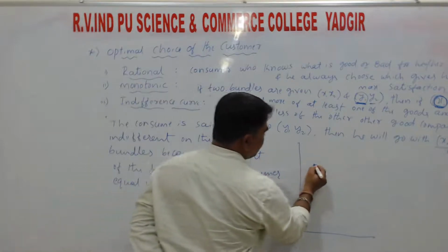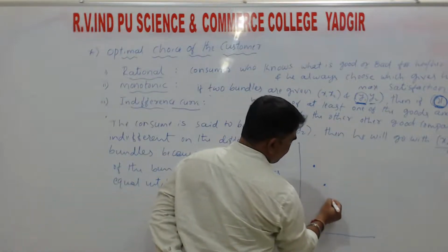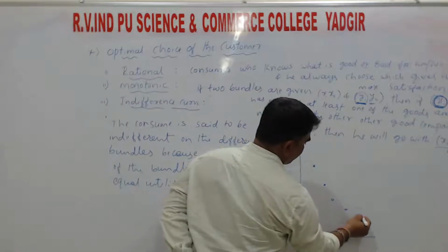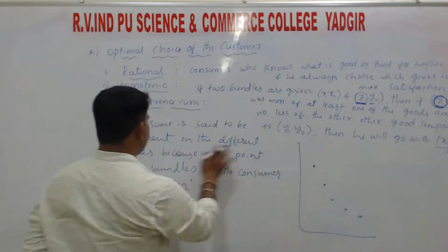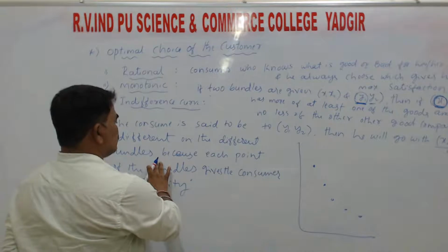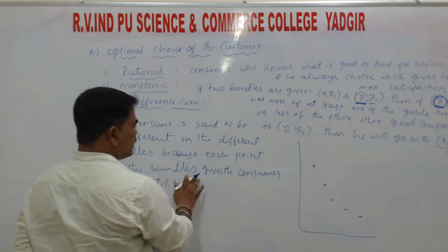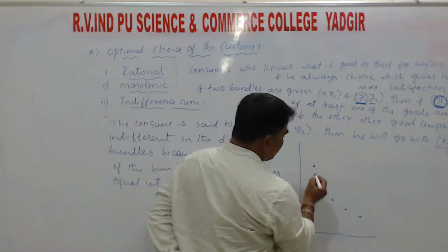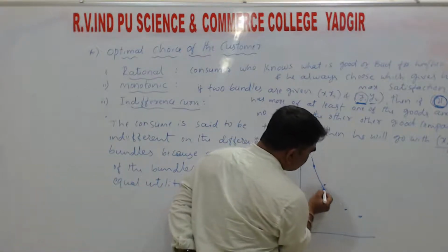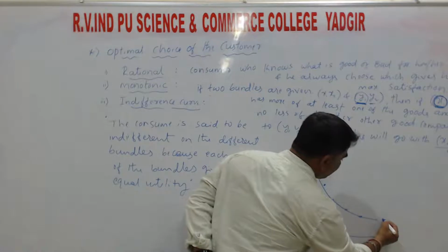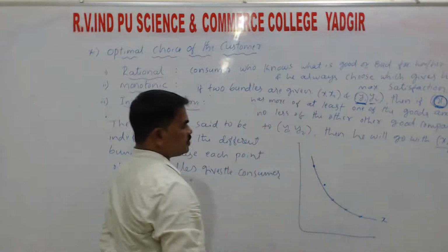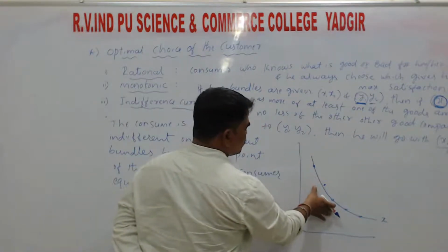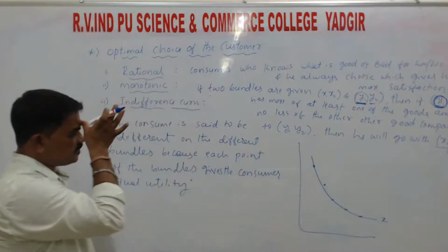Different bundles we will take here. We have different bundles. Each point of the bundle gives the consumer equal utility. All these points give the consumer equal utility X. So that is why these bundles, if you join them, we call it an indifference curve.